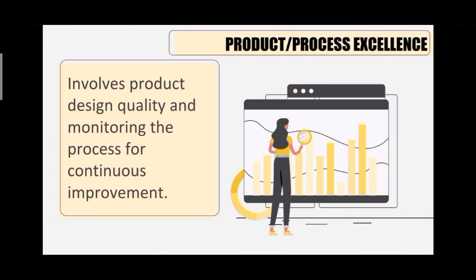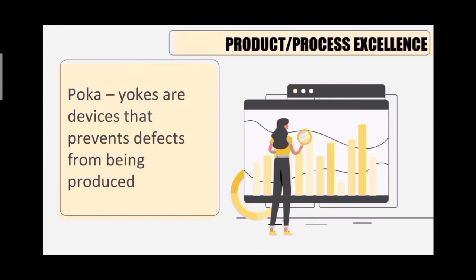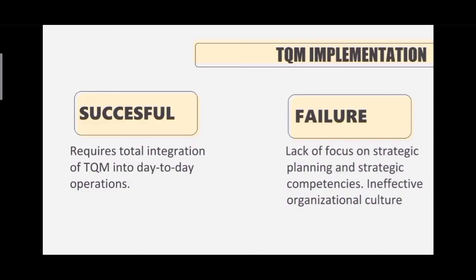And lastly, we have the product or process excellence, which involves product design quality and monitoring the process for continuous improvement. This means that from the beginning of the product planning until its processing time, the product is constantly being monitored to ensure that it is of good quality. Examples of these are poka-yokes, which is a Japanese term that means mistake proofing. These are devices that prevent defects from being produced.